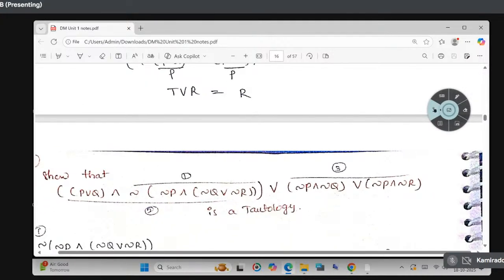My question is given, and the answer is also given. So what is the answer? We have to show that this complete thing is a tautology. Write the question. The question is already available.